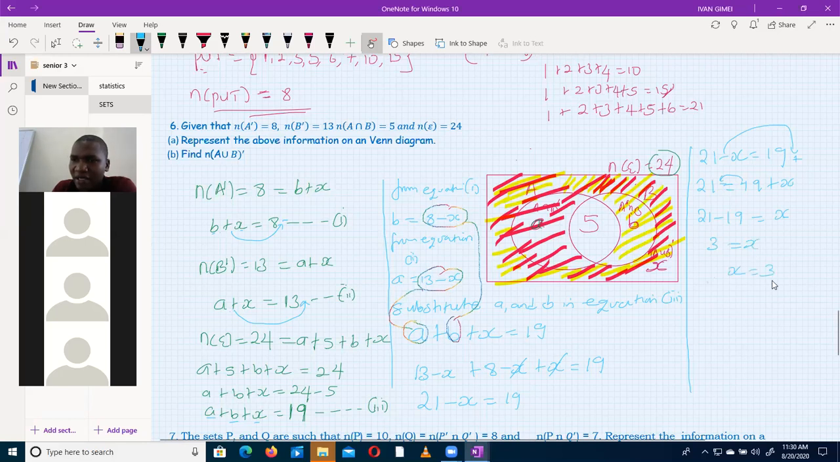But then they didn't ask us to find x anywhere. Our question has no x anywhere whatsoever. What is x representing in our Venn diagram? x is representing the number of A union B complement. I remember we defined these regions in our introduction. We defined these regions very well. So this is the same as 3, and that's what your part B was asking for. Do you have any questions there? Do we have some questions?